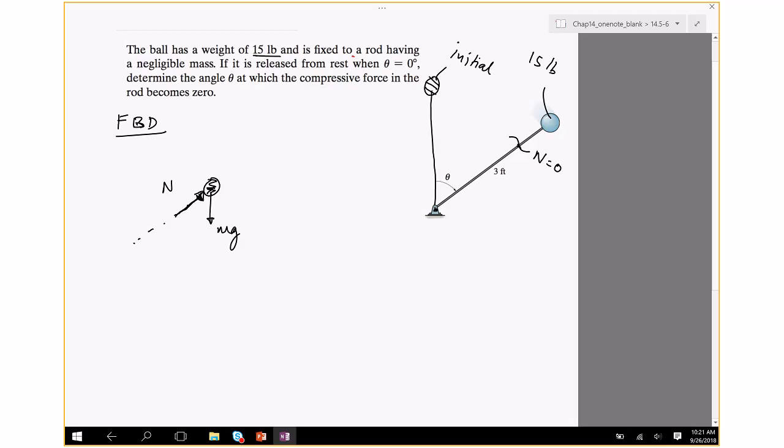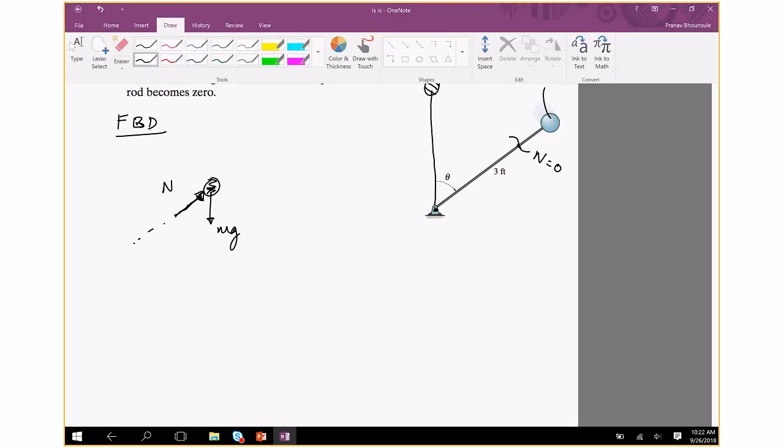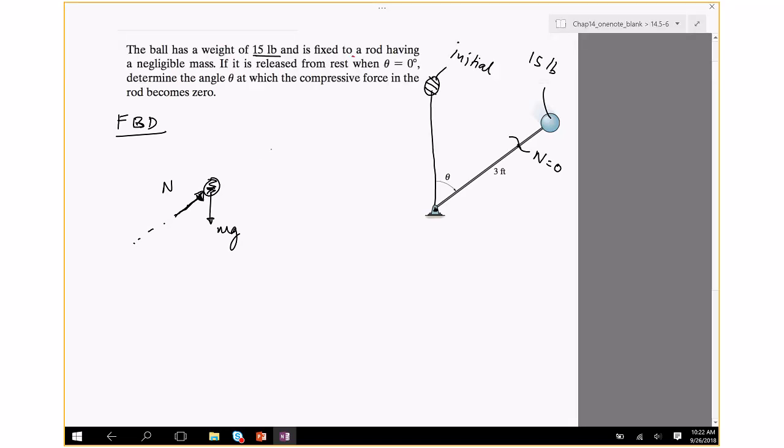So when things are going in circles, you have the option of choosing polar coordinates or n-t coordinates. They are essentially the same coordinates for things going in circles. So let's just choose n-t, but it can totally be written in terms of r theta. It'll give you the same answer. So draw the coordinate frame. un always points towards the center of the circle, and ut is in the direction in which the ball moves. Okay, so we have that. Let's write the equation of motion, because we're trying to find the normal force.